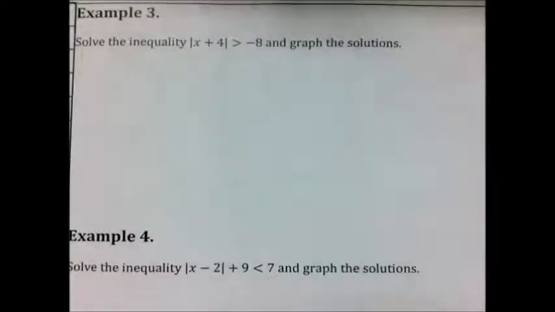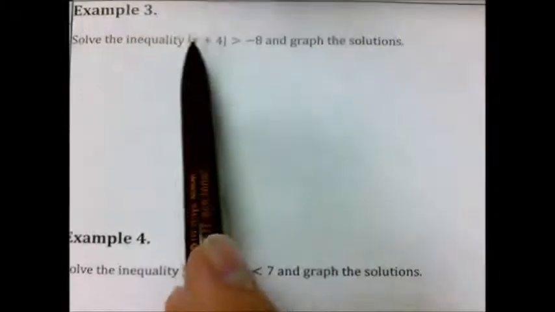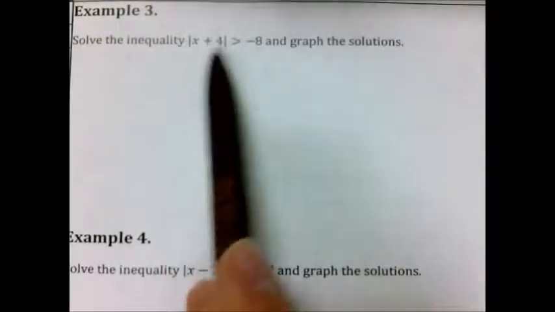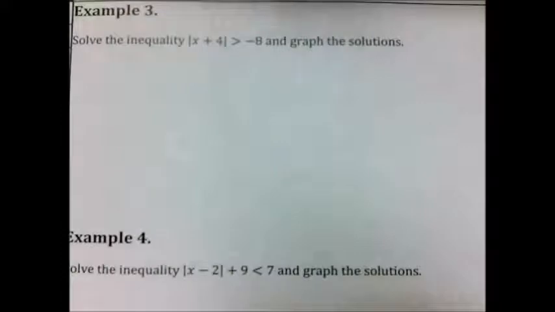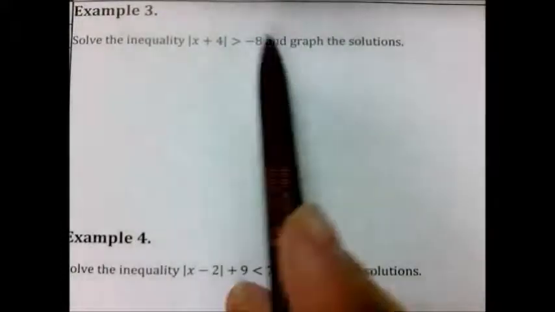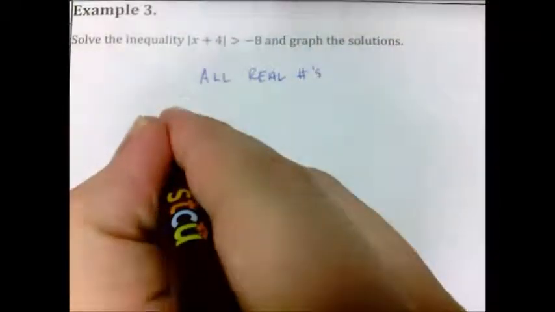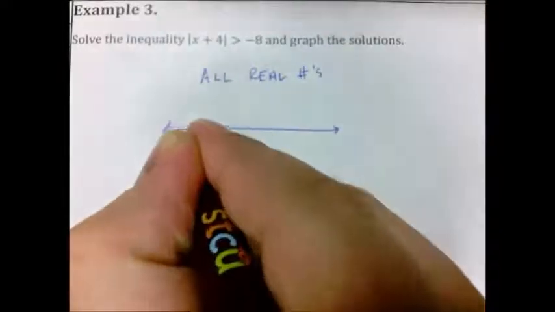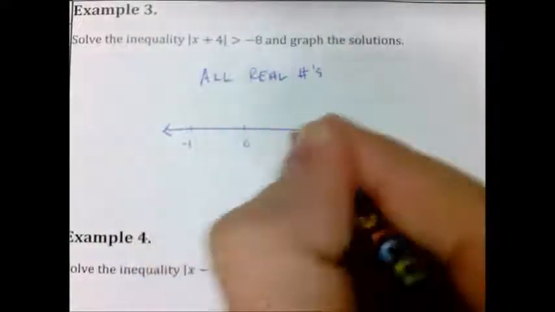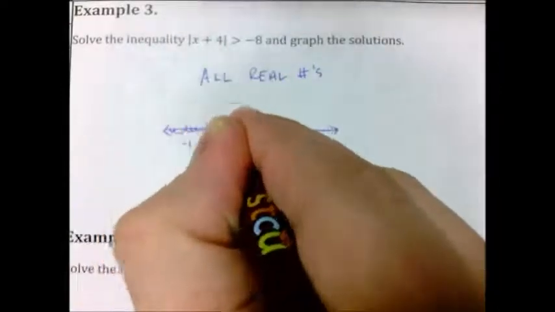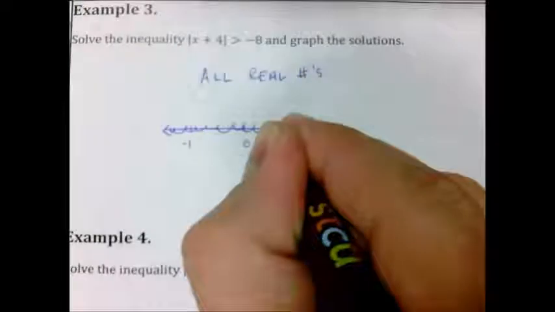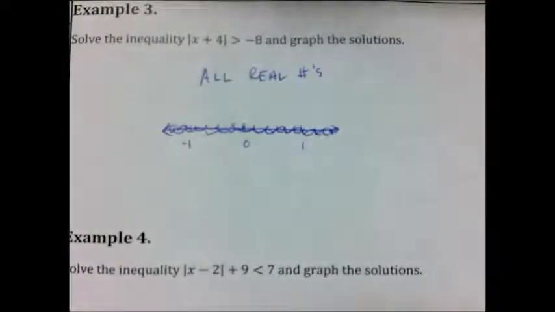All right, example 3 asks us to solve the inequality again, but I want to point out something real quick. This one won't take that long. We see that x plus 4, it's the absolute value, and we know absolute value means everything has to be positive, right? And so saying that it's greater than -8 means that all real numbers will work for this. And so if you were to graph this, let's just say we've got -1, 0, and 1. Something like that. It would be absolutely everything shaded, because all real numbers will make that inequality true.